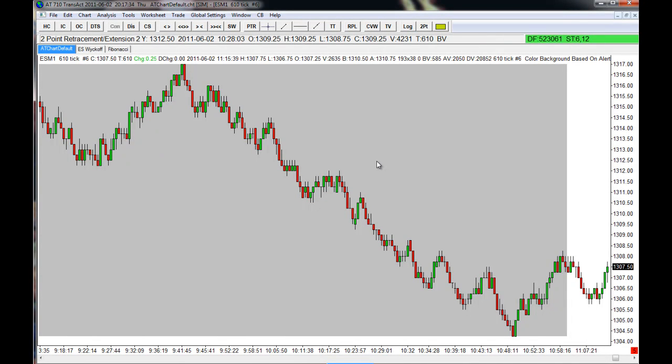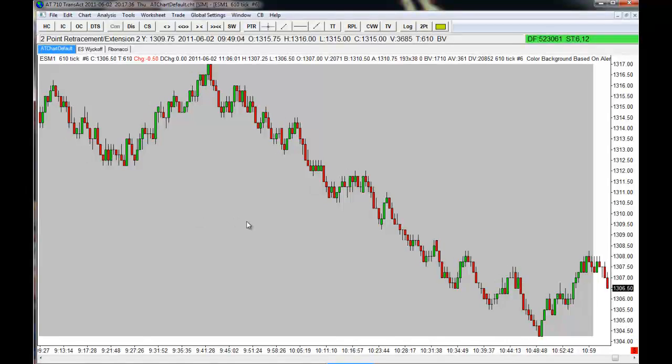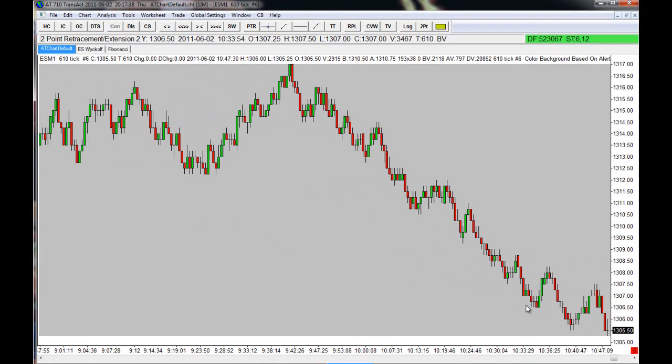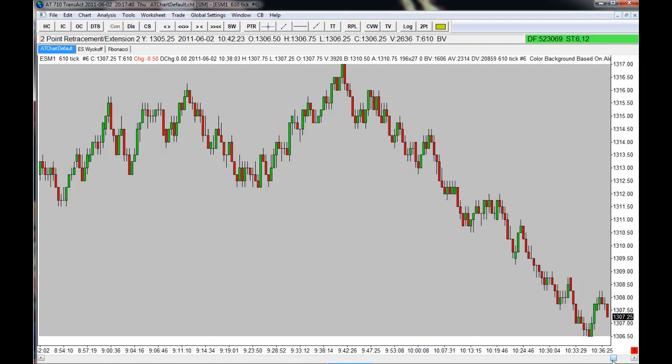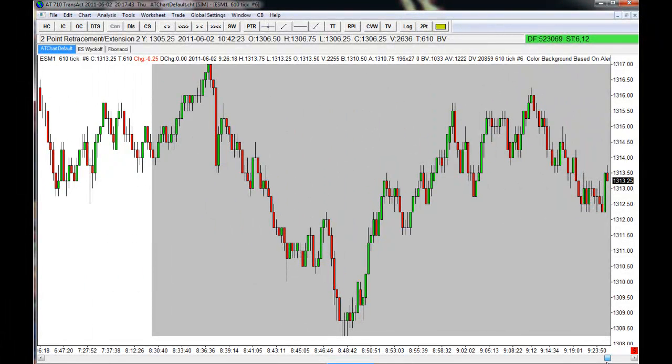Okay, so in this case, my rules on how to draw the fibs kept me out of the market most of the morning. I took the trade at the opening, but still, it gave me some profits.